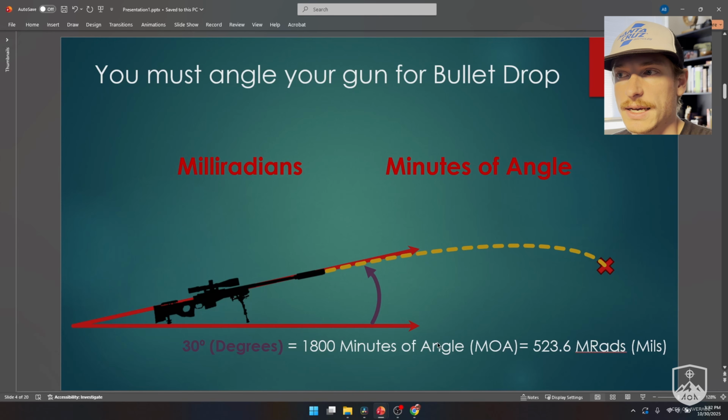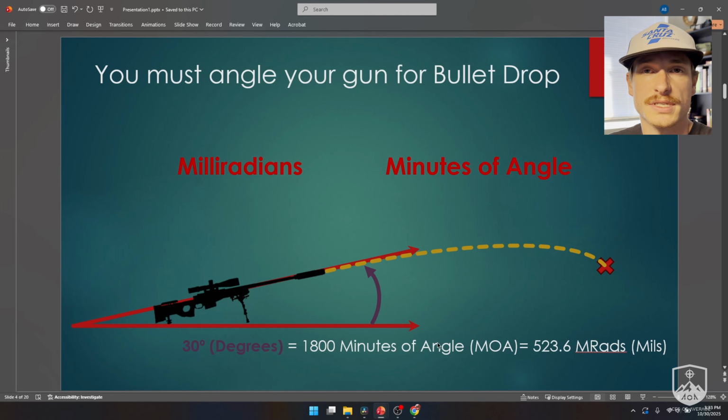Generally, the US military now uses mils, and a lot of old school hunters, long range shooters will use MOA or minutes of angle. And your scope will be measured in MOA or mils, and that's how you can determine what you should use. Now, not only do you need to angle up and down for elevation for the bullet drop, you might need to angle left or right, for example, for wind impact for the bullet.